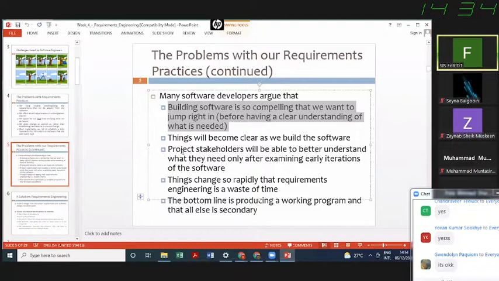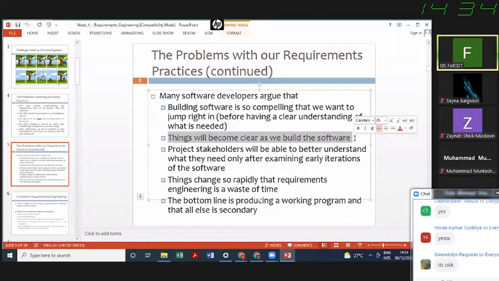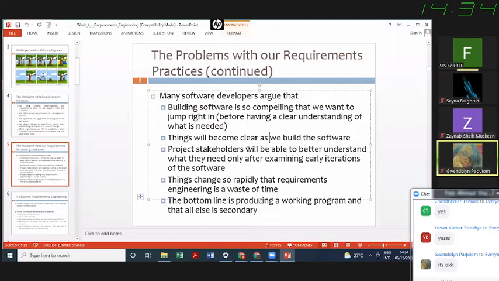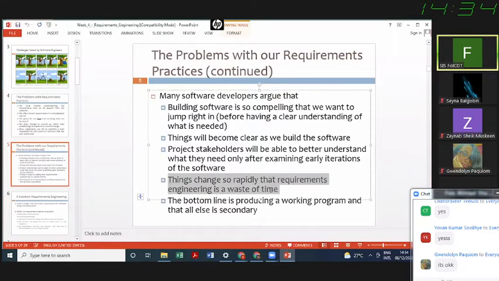Many software developers argue that things will become clear as we build the software. Not necessarily, this is not correct. We have to have everything clear, and then we build the software. Project stakeholders will be able to better understand what they need only after examining an early iteration of the software. Things change so rapidly that requirements engineering is a waste of time. So the bottom line is producing a working program and everything else is secondary.